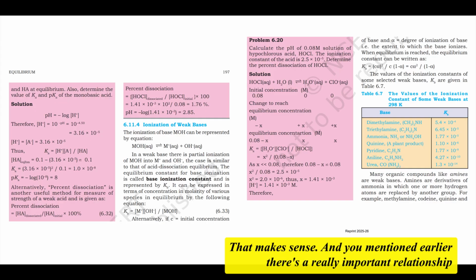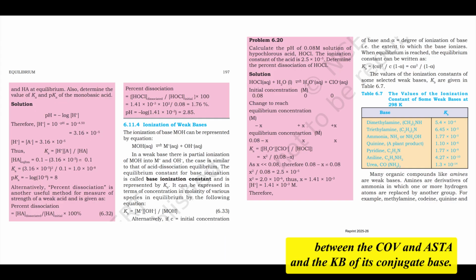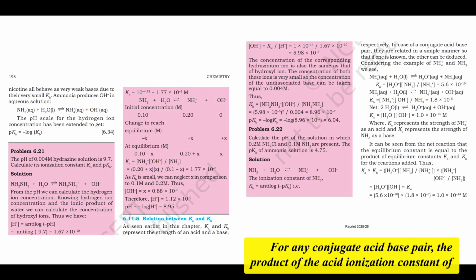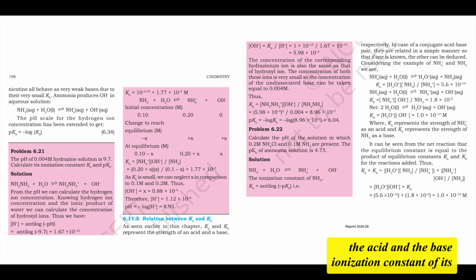That makes sense. And you mentioned earlier there's a really important relationship between the Ka of an acid and the Kb of its conjugate base. Absolutely. This relationship is incredibly useful and simplifies many calculations. For any conjugate acid-base pair, the product of the acid ionization constant of the acid and the base ionization constant of its conjugate base is equal to the ionic product of water, Kw. Ka × Kb = Kw.